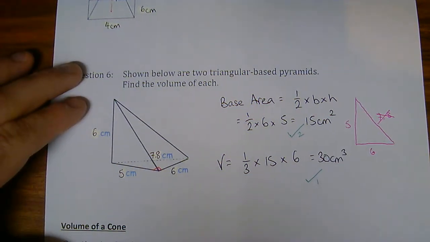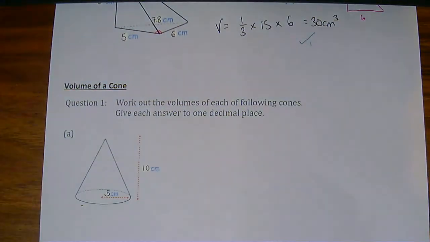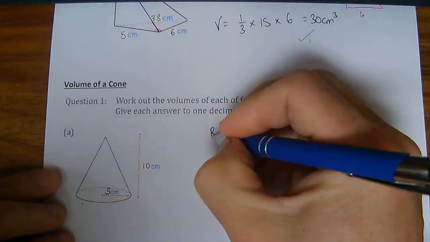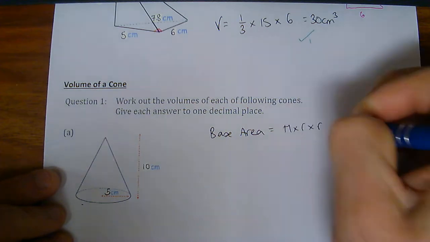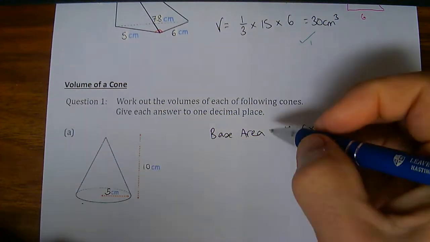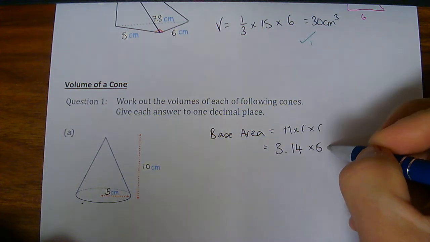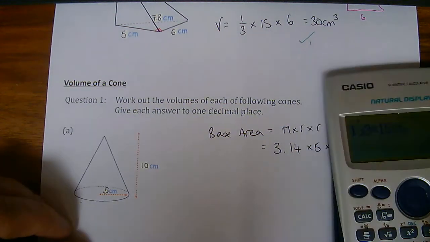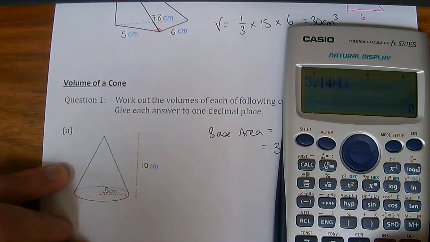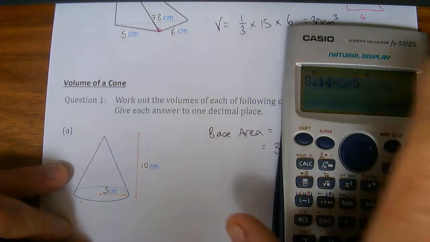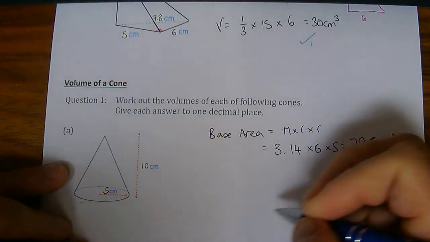Last but not least then, I've got the volume of a cone. Now this time I've got a circle at the bottom. So again, I need to work out my base area. So my base area this time is pi times radius times radius. Remember the radius is the middle to the edge. And I'm going to use 3.14. And I'm going to times by 5 and times by 5. Put that into my calculator. Okay, could use the pi button if I wanted. It just slightly changes it at the end when we look at rounding. We will do a lesson on rounding in the forthcoming weeks. I get 78.5 centimeters squared.